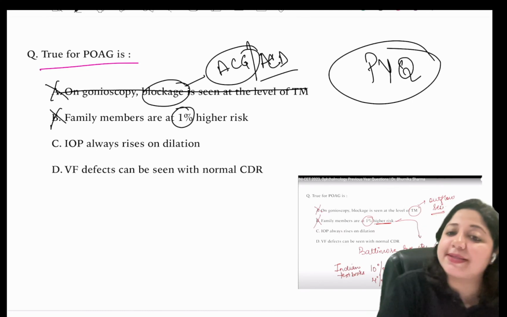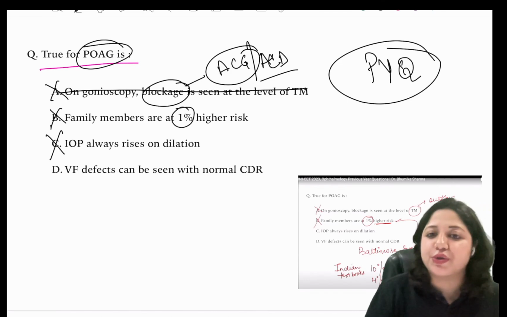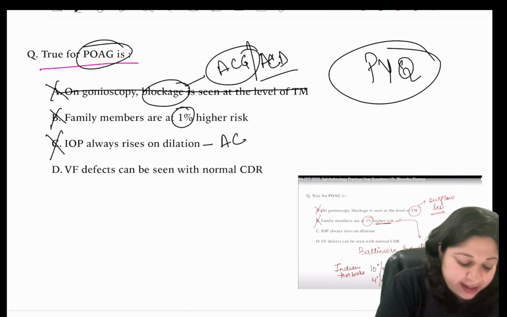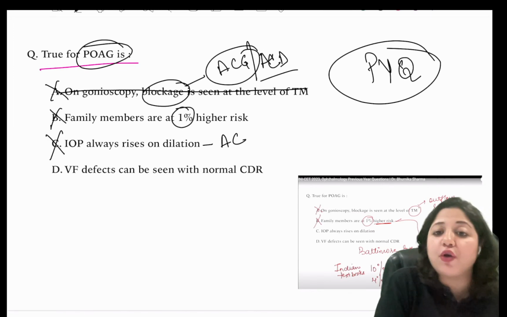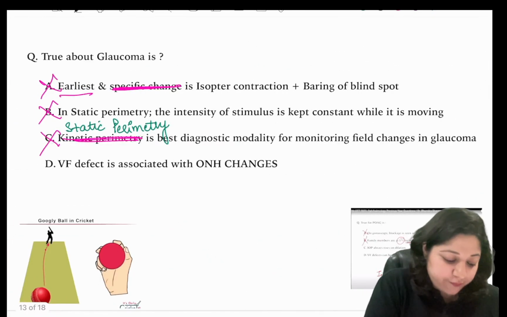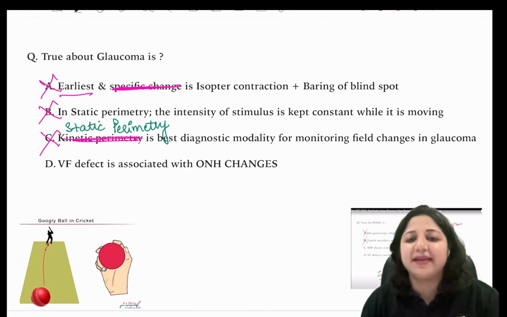IOP always rises on dilation. No, because what we are talking about is of POAG. So this is also wrong, because this happens in angle closure. It says visual field effects can be seen with normal CDR. So this was a previous year question. And now it says visual field defect is associated with optic nerve head changes. There's just a change in the language.